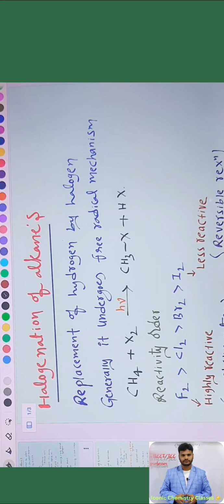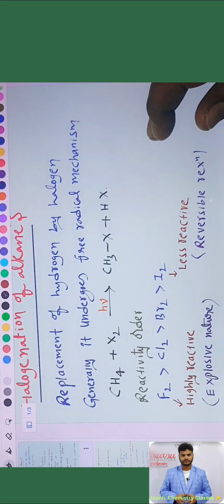In this video, I am going to discuss halogenation of alkanes. Halogenation means chlorination, bromination. So what is halogenation? Replacement of hydrogen by halogen. Generally, it undergoes free radical mechanism.